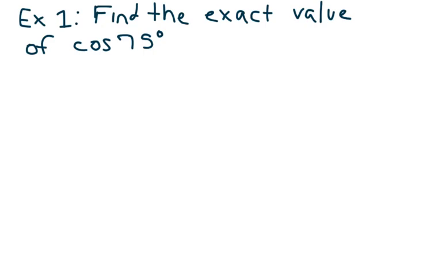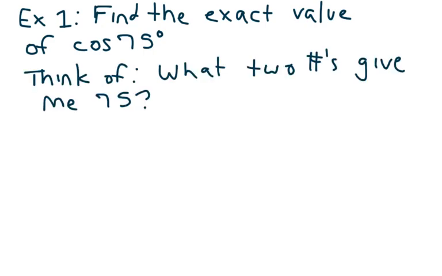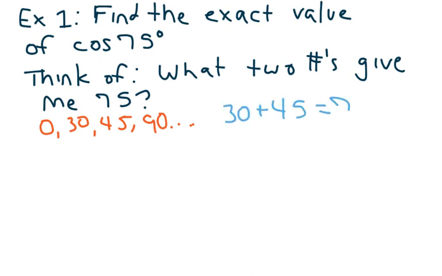What we need to first think of is what two numbers will give me 75. Okay, and the only numbers that we can use are the numbers from the unit circle. So that's 0, 30, 45, 90, and etc. We only want to use the values from the unit circle because those are the values that we know already. We know that we have 1/2, square root of 2 over 2, and root 3 over 2, and 1 and 0. Okay? So we need to think, are there two numbers here that we can add together to give us 75? And yeah. 30 plus 45 gives me 75. So instead of writing cosine of 75 degrees, I'm going to write cosine of 30 degrees plus 45 degrees.